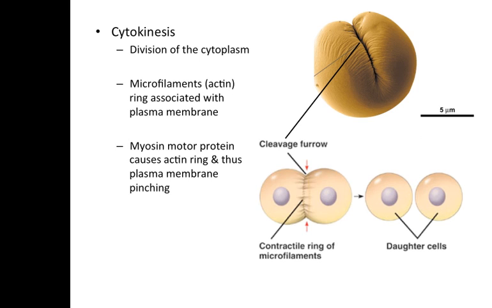Cleavage furrow formation occurs due to the formation of a ring of actin filaments just inside the plasma membrane at the point that used to be the metaphase plate. The motor protein myosin that associates with actin filaments then uses ATP to contract in a way that causes the actin filaments to slide. Continual myosin movement causes the actin ring to shrink and tighten. Because the actin ring is associated with the plasma membrane, this causes the plasma membrane to pinch inward until it ultimately pinches in two.